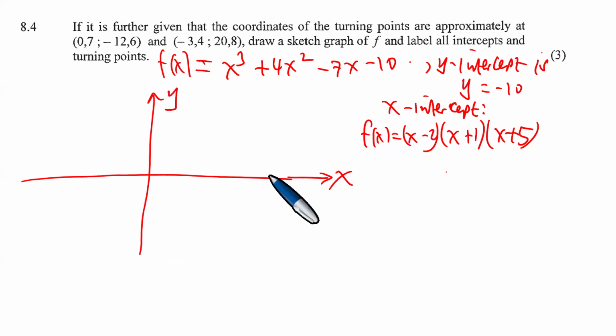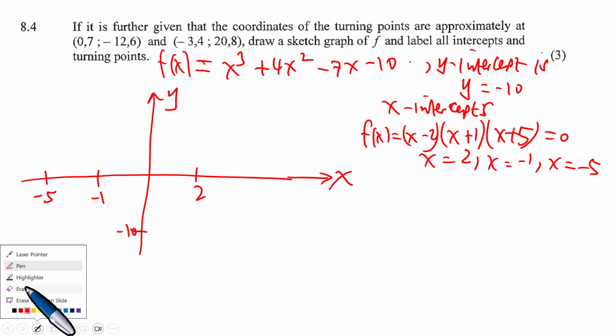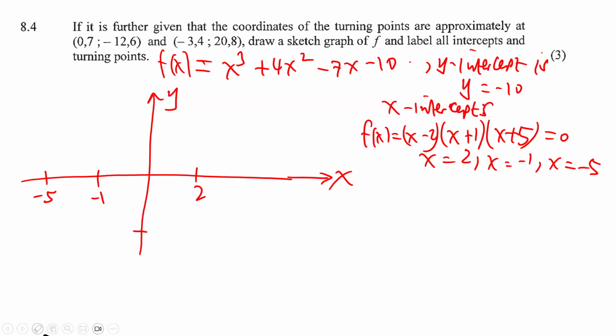The x-intercepts will be minus 1, minus 5. So we can put first minus 5, and then if we make these 0, which gives us the x-intercepts, you'd have 2, minus 1, minus 5. Right, so we have minus 5, minus 1, and then 2. Okay, and then the y-intercept is at minus 10. So let us just sketch this very quickly. If this one here is at minus 10, what then do we do?